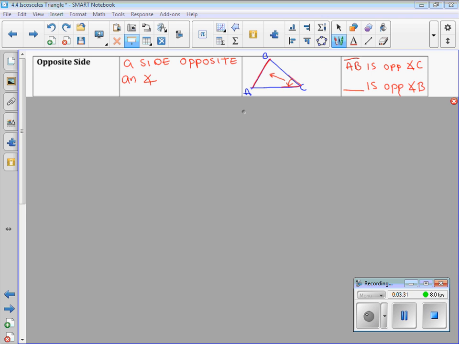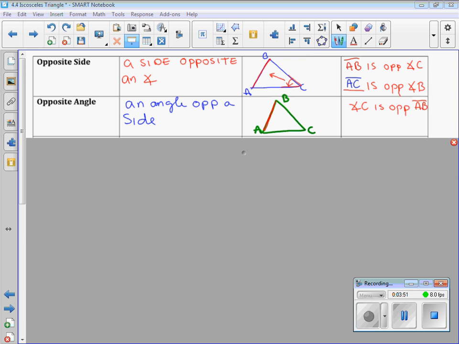Okay, just do a real quick check to make sure that you understand this concept. Go ahead and write in what you think the answer would be on that line there. Segment blank is opposite angle B. You should have written AC.